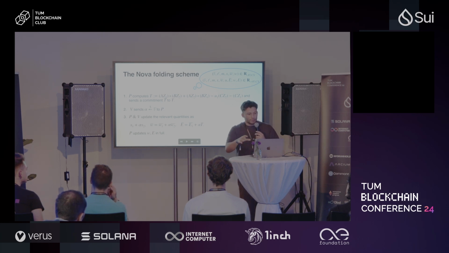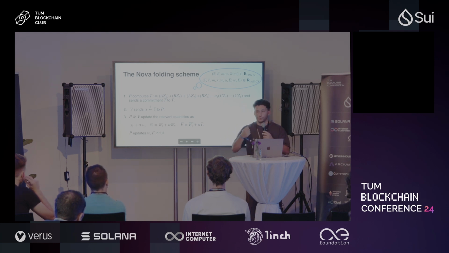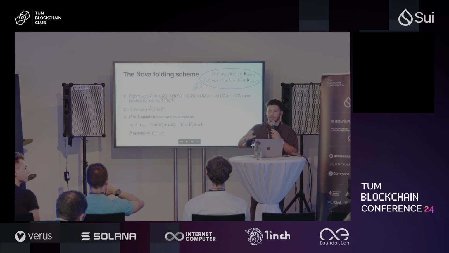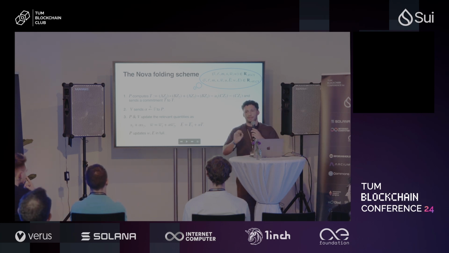First they compute this cross term. This is the term that appears when you do the product, and you get this kind of extra term. The prover needs to send a commitment to it. Then the verifier sends the random challenge, and P and V update the relevant quantities by taking a random linear combination. This is just the same idea that we had before, but applied to this new relation.